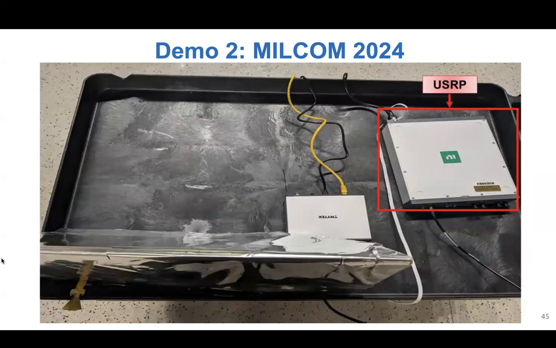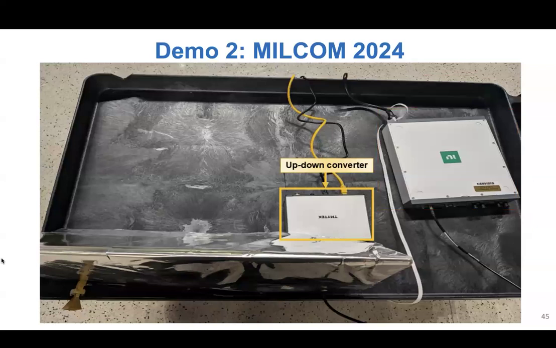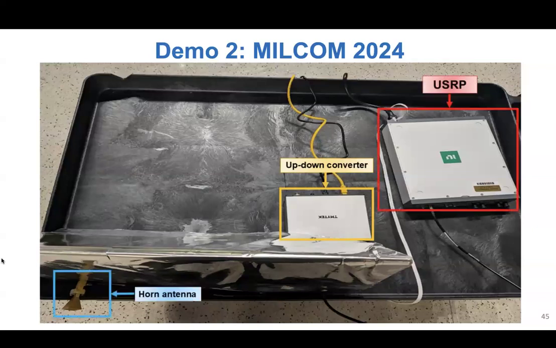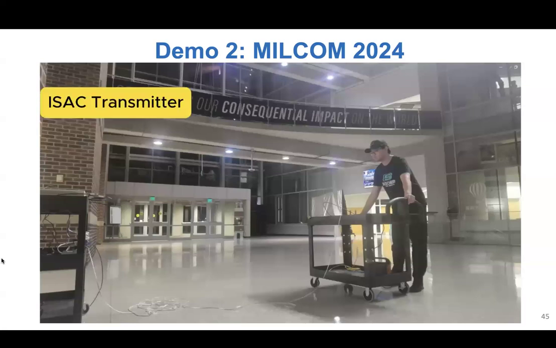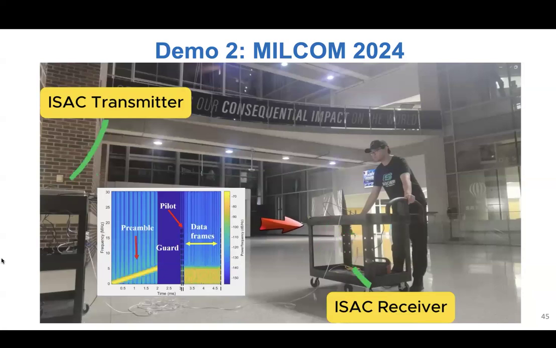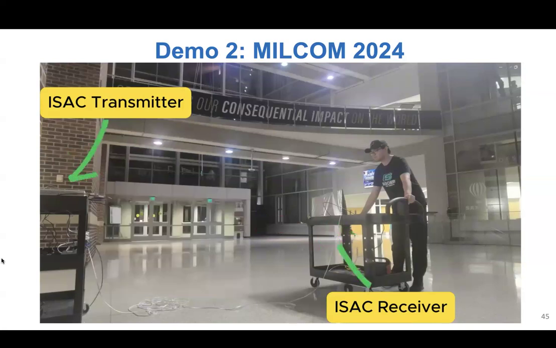The communication receiver includes a USRP to capture transmitted signals for processing, an up-and-down converter to manage frequency shifting for efficient transmission and reception, and a horn antenna to enhance signal reception and transmission. This demonstration features an ISAC transmitter and receiver that transmit data packets containing a preamble, guard interval, and pilot bits. At the receiver, we evaluate both the user's position tracking and the communication throughput.